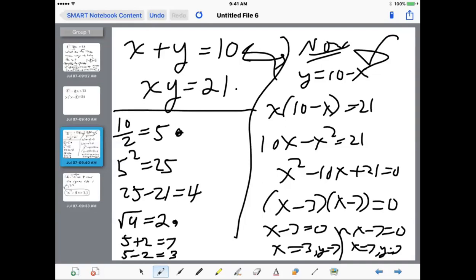So that's an algorithm that's described as clear as anything. They don't explain why it works. They just say, here are the steps: take half the sum, square it, subtract the product from that, take the square root of that answer, and add and subtract that from that original number. Hold on one second.